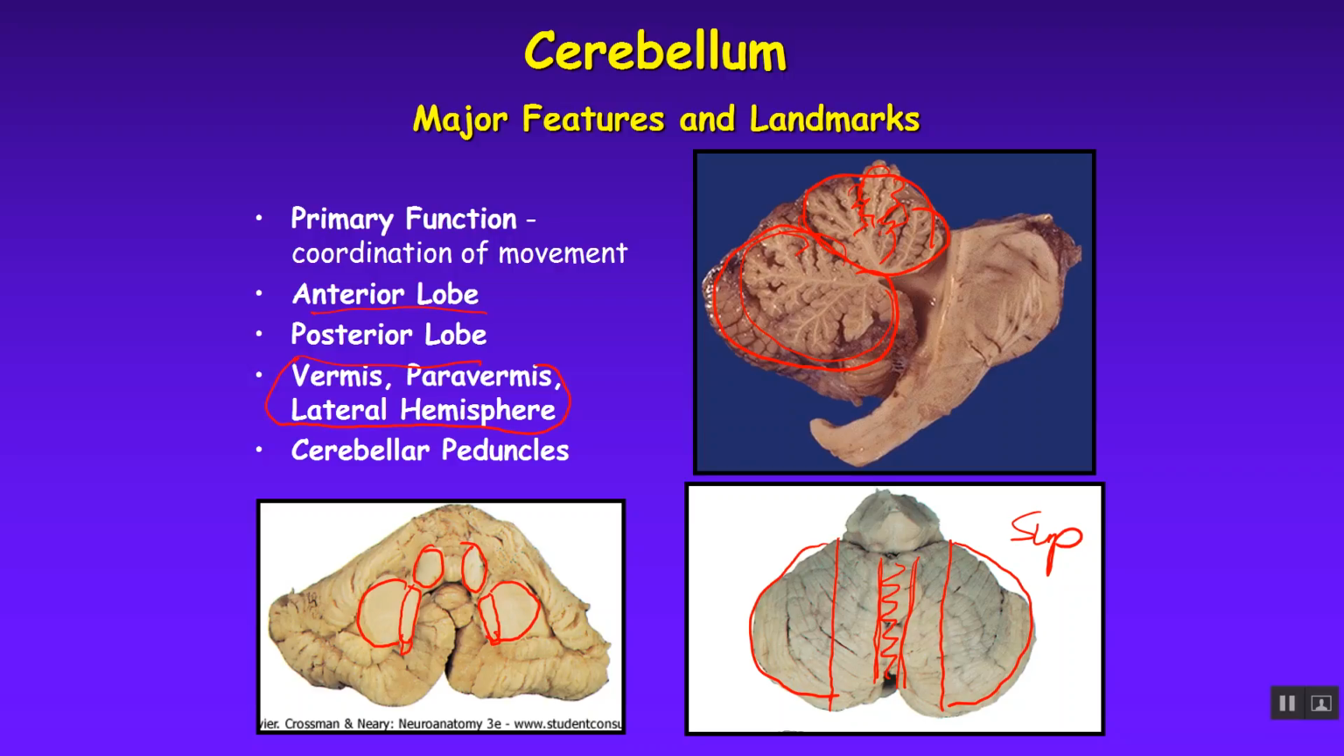Vermis has to do more with eye and speech and those kind of things. You don't have to know that now, but you can write it down. Paravermis is more girdle, trunk, and then lateral hemispheres. There's actually a picture I think in your book that shows a person here, their eyes, their mouth, and then kind of like, I wish I could draw. So it's kind of like this.